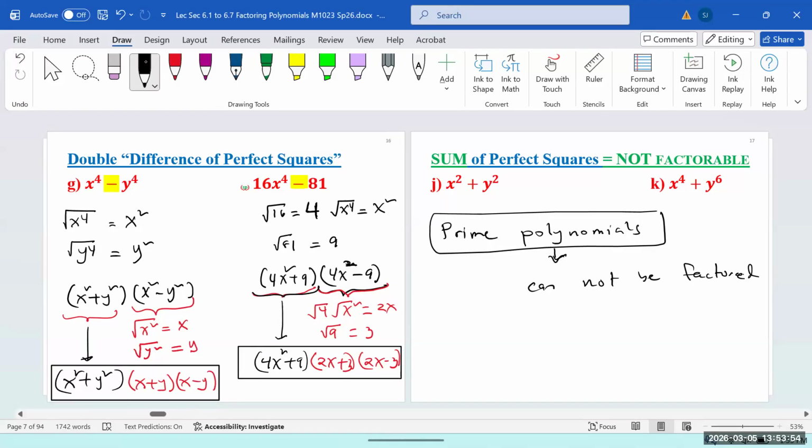Any question? No, these are only for factoring. In factoring, you always multiply. You never divide.